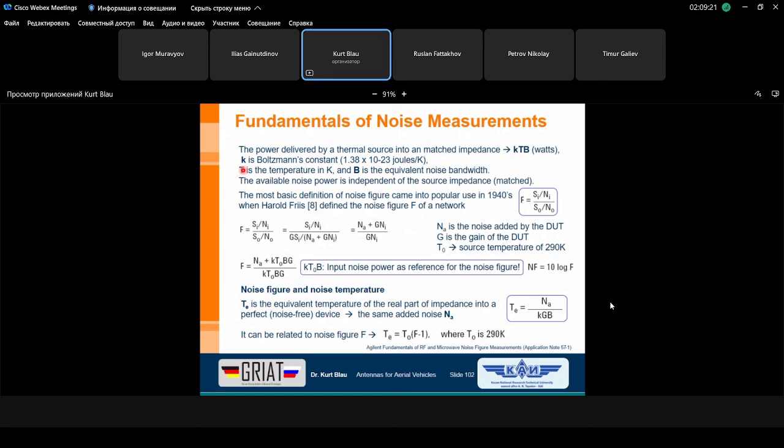0 Kelvin means the world doesn't exist in this moment, so it's not a real value that we can achieve. We can go down, for instance, to 10 Kelvin or to 20 Kelvin, but not to 0. B again is the equivalent noise bandwidth. We will discuss this B in more detail next lecture.